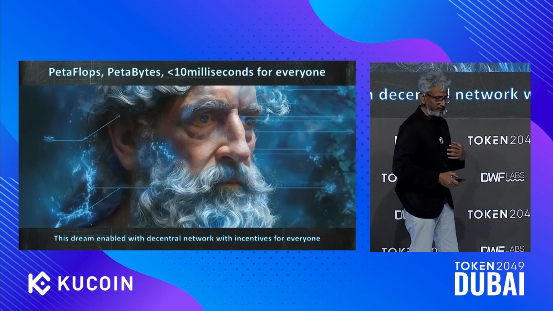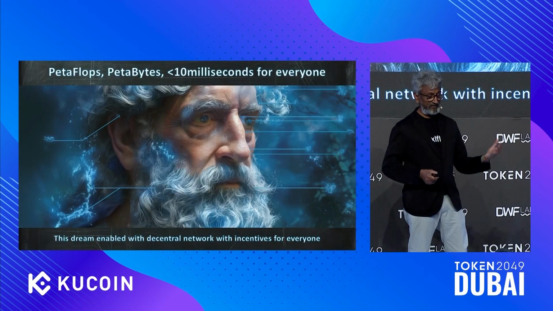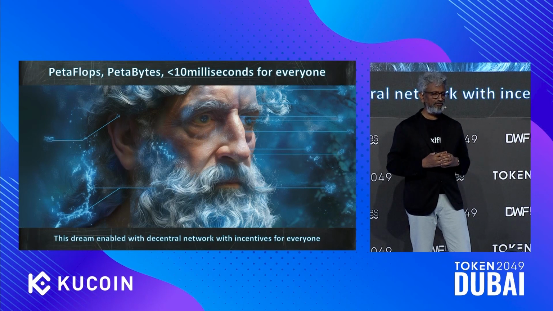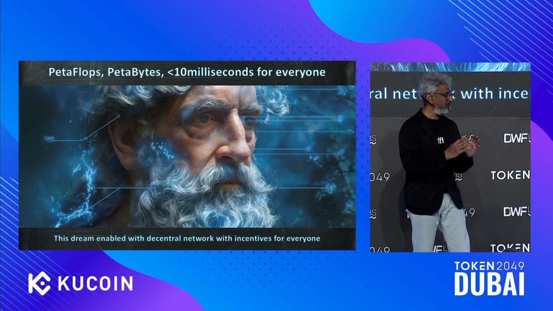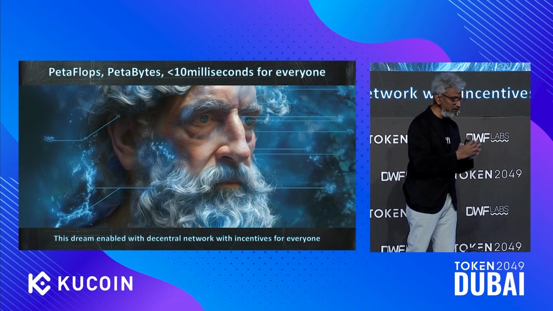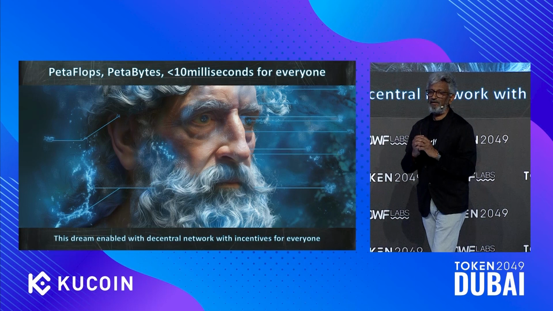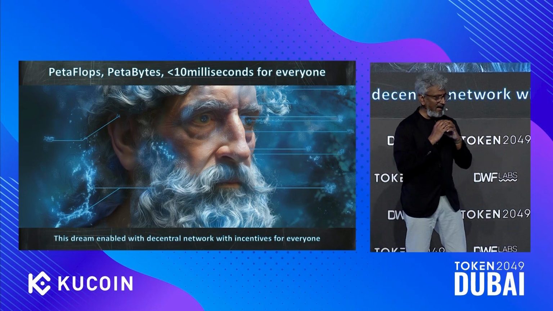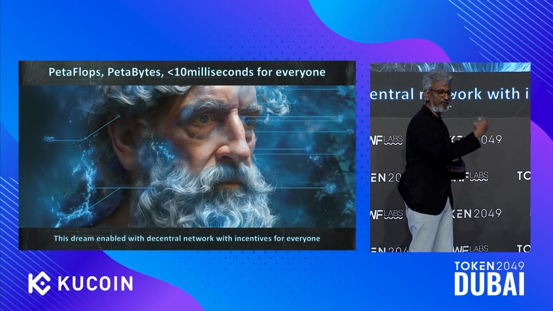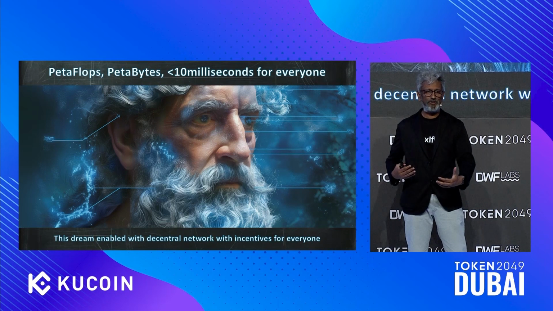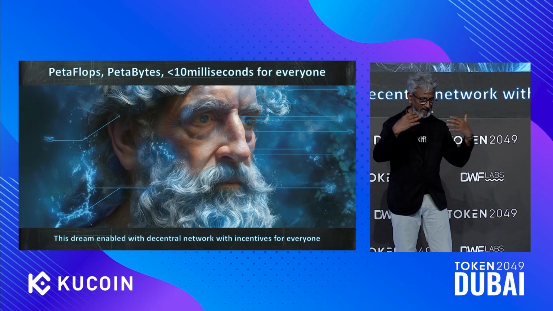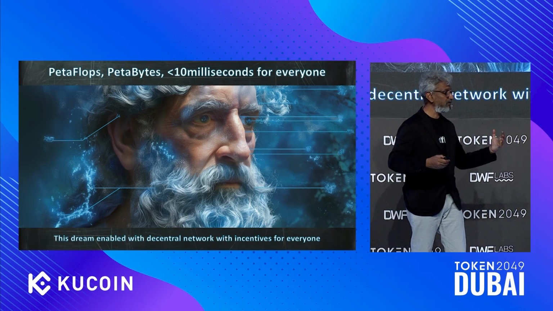Now, my dream, and I've said this 6 years ago, is that I wanted to have petaflops of compute and petabytes of storage less than 10 milliseconds away from every person on the planet. And this dream can only be enabled with a decentralized network, with incentives for everyone who contributes this compute, whether it's your gaming GPU or your data center GPU. If you contribute this to the whole network, that's when we can enable zettascale compute for everyone.